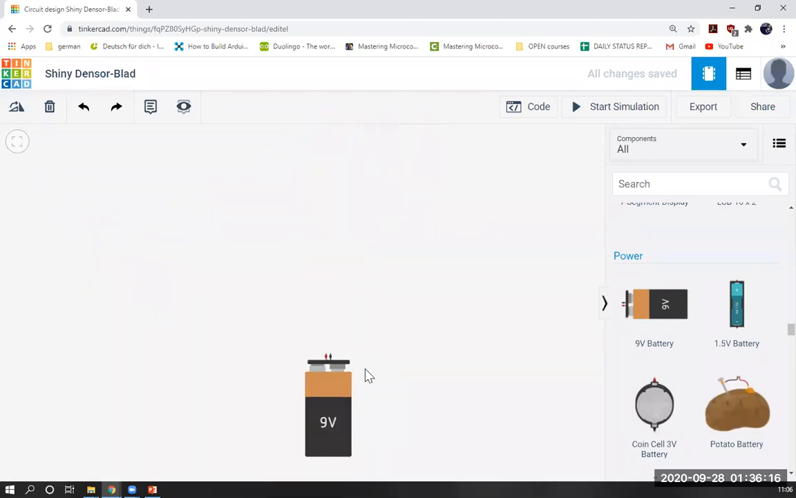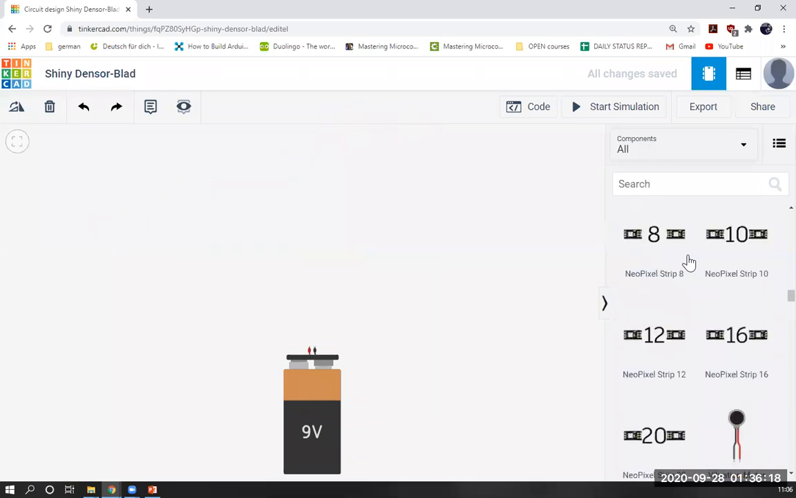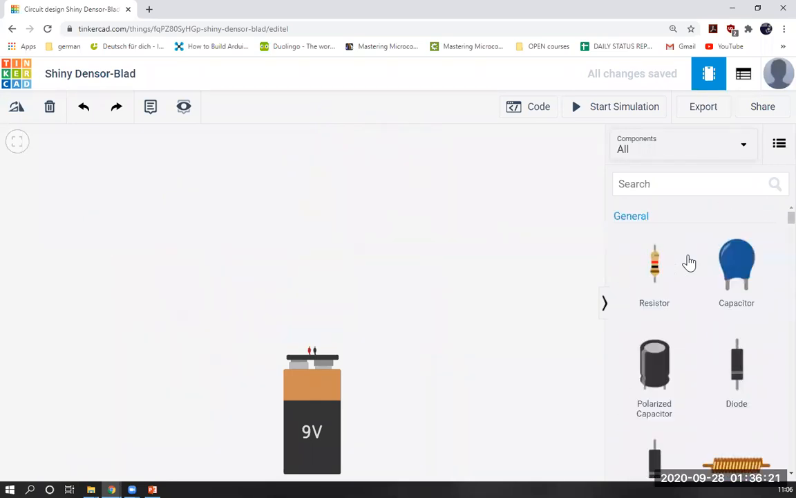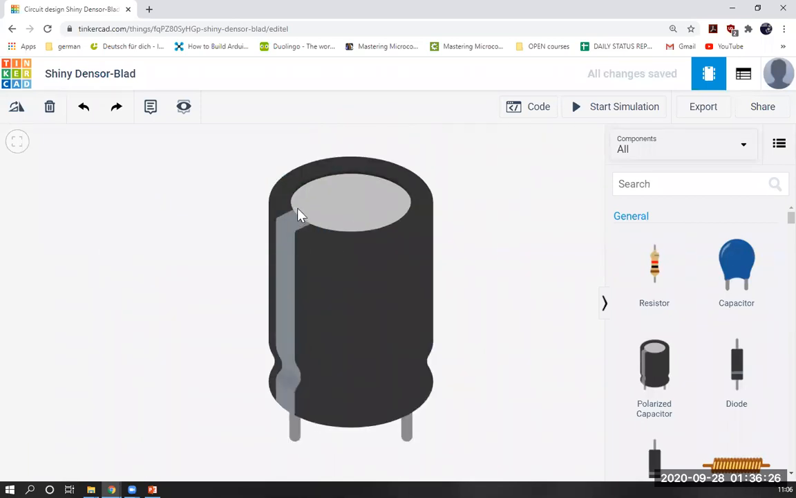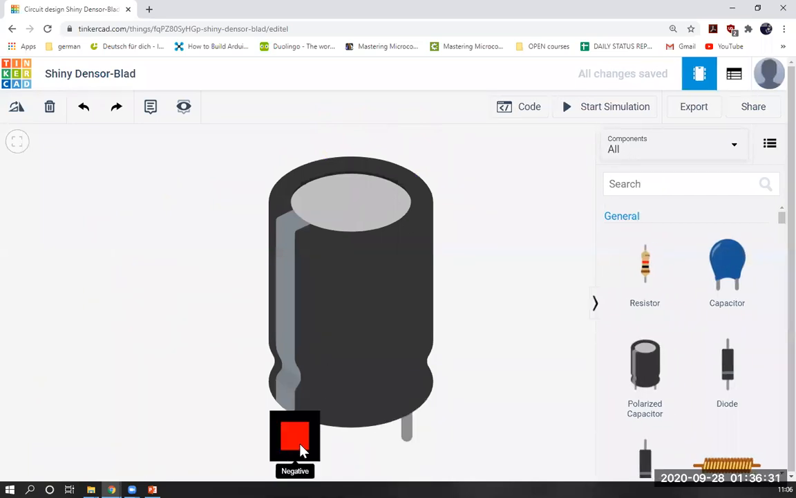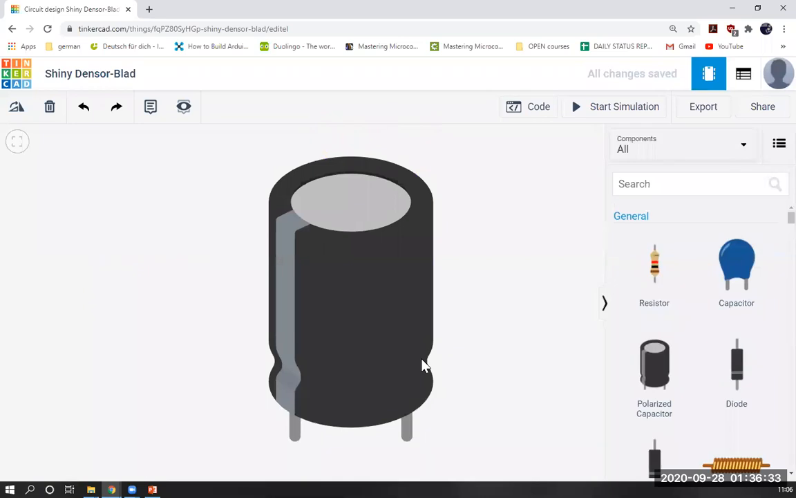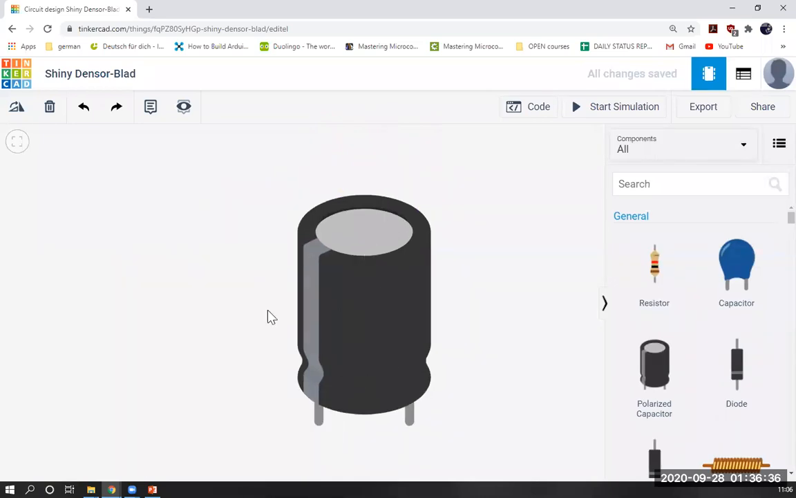And about the polarity, so choose one capacitor from here. Polarized capacitor: in real life you will have to understand which one is plus and minus. But in Tinkercad you can hover here and see that this is negative and this is positive, simple. If you have a real-life capacitor, it will look the same. So the side which has the white strip will be negative, and the other side will be positive. All right.